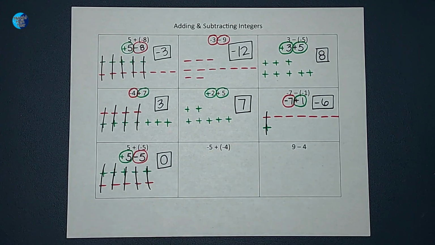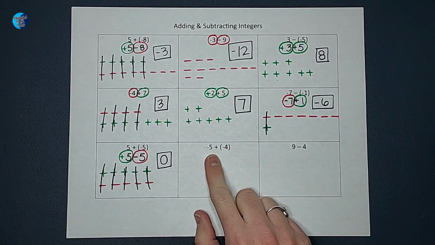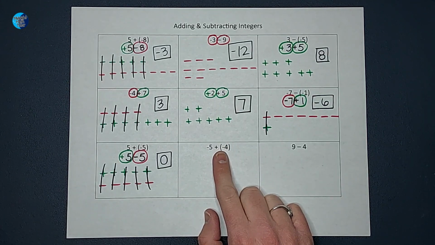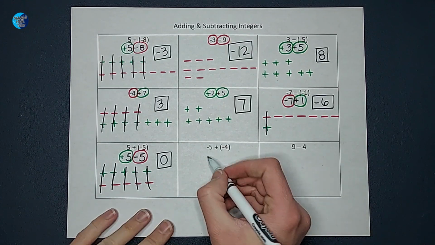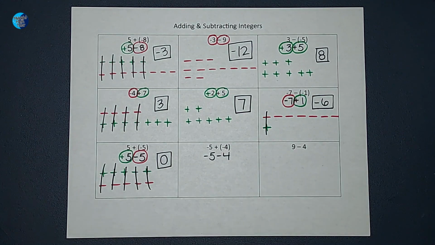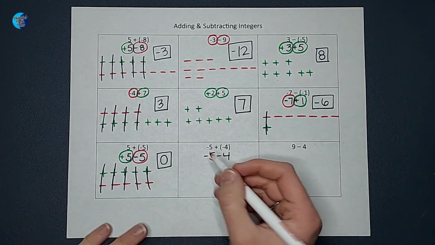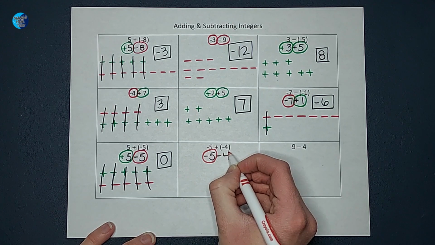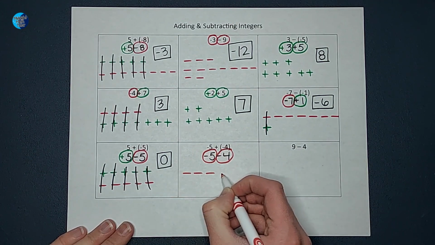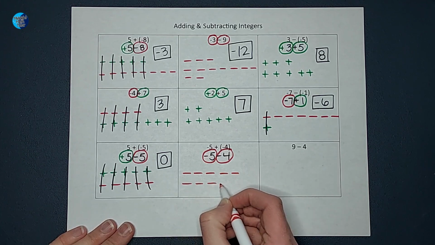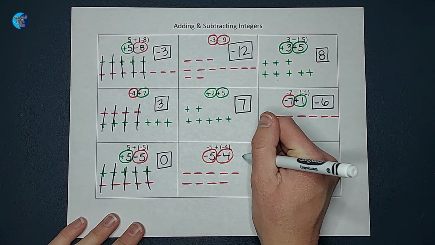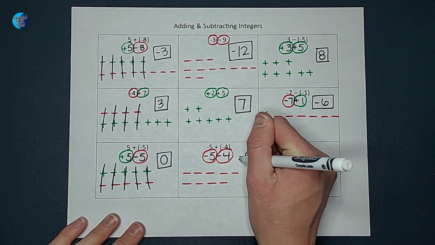Awesome. Okay. We have -5 plus a -4. Do I have any signs right next to each other? I do. They are different. So I can just rewrite this as -5 minus 4. Circle my positives and negatives. I don't have any positives here, so I've got 5 negatives and 4 negatives. I can draw those. So 5 negatives and 4 negatives. Does anything cancel? Nope, it's all negatives. So I am left with 9 negatives, or -9.